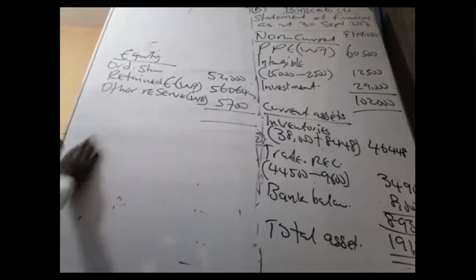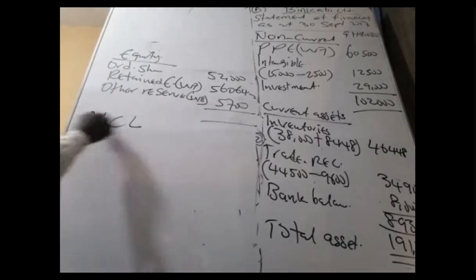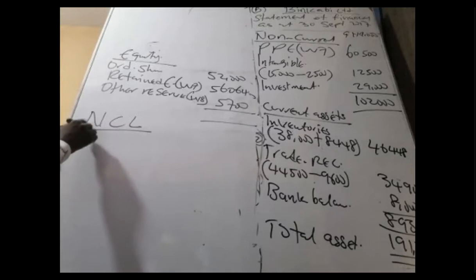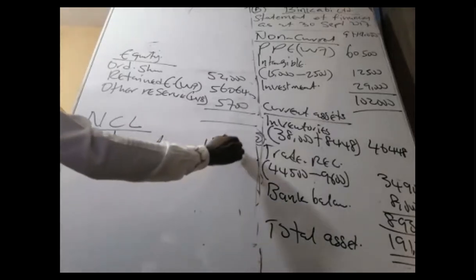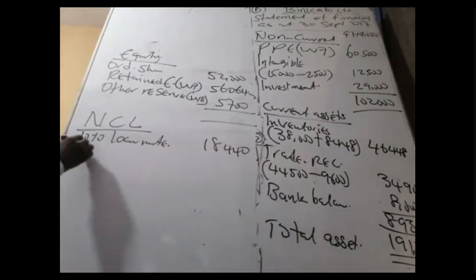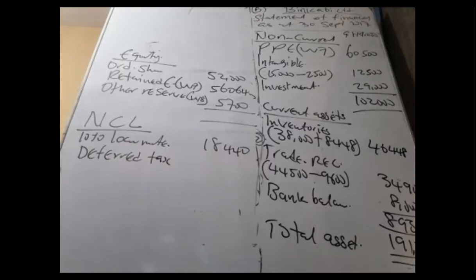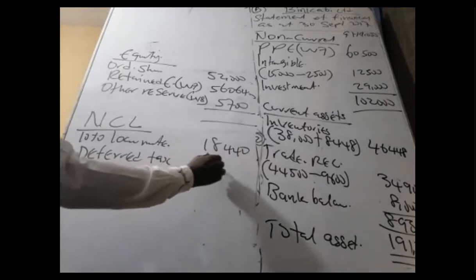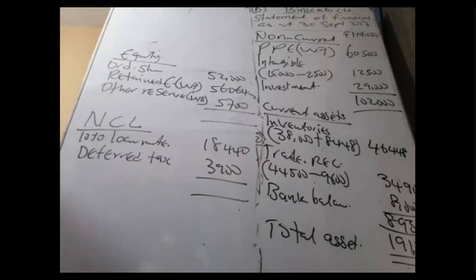Let's go to liability. I'll start from non-current liability, which should be set up for the debt, the loan notes. The 10% loan notes figure is 18,440. The next one is deferred tax, the closing balance, we had 3,900. That is all for non-current liability.